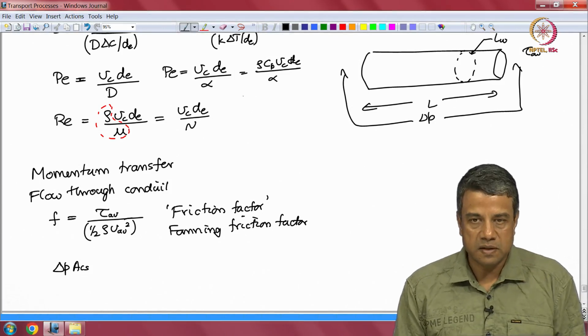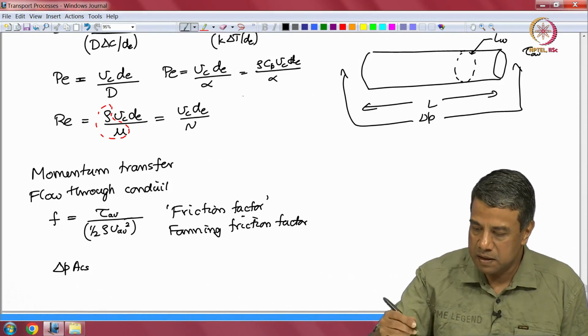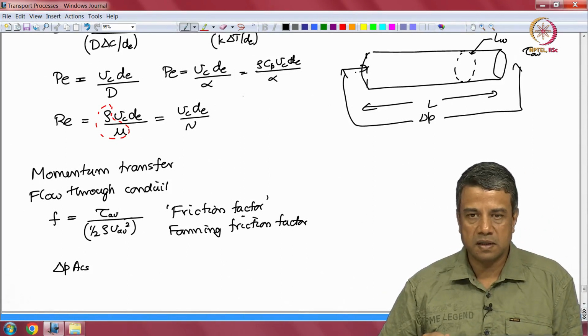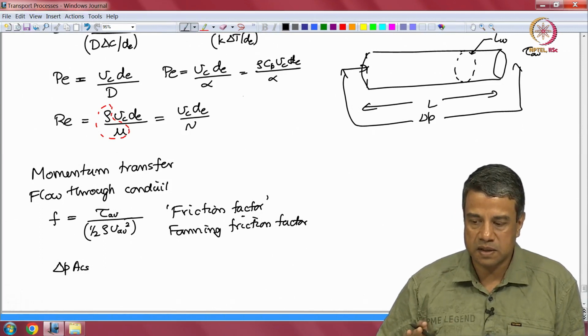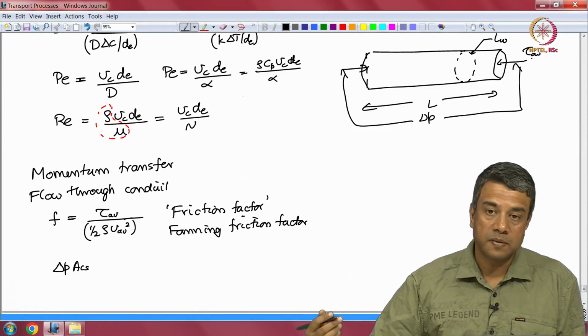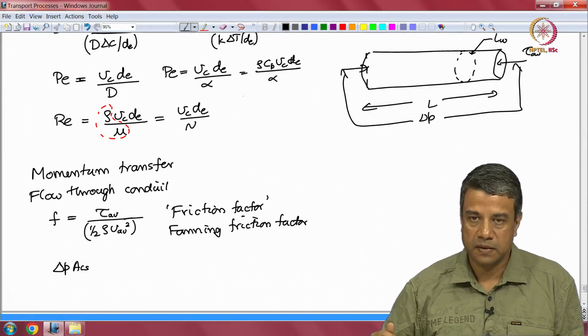Delta P times the cross sectional area. The pressure times the cross sectional area at the inlet is acting in the downstream direction. Pressure times the cross sectional area at the outlet is acting in the opposite direction, because the pressure always acts perpendicular to the surface.